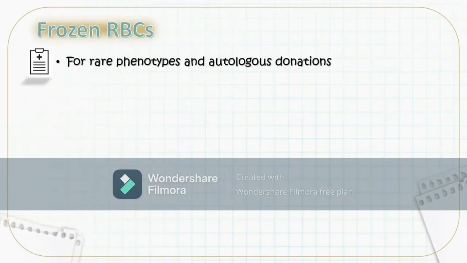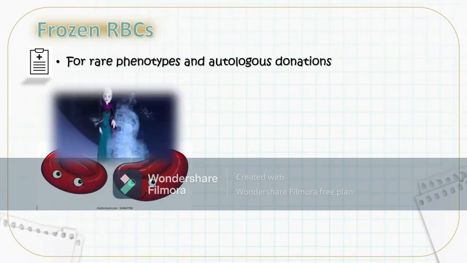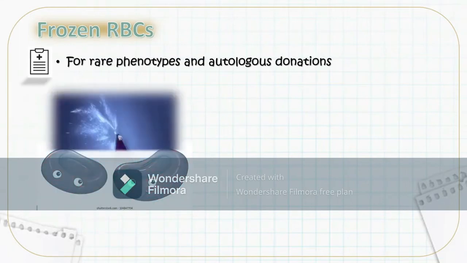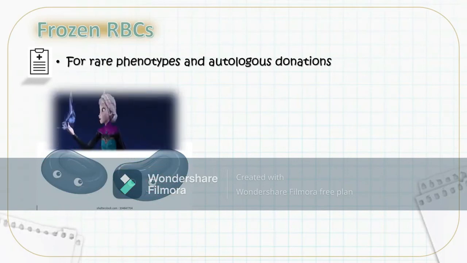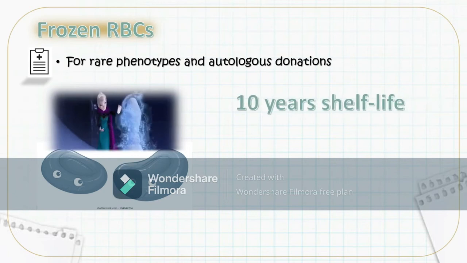Frozen red blood cell units are primarily indicated, on the other hand, for individuals who have rare phenotypes and those who will be subjected to autologous donation. Individuals with rare blood types include those with blood type O, Rh negative phenotypes. For such individuals, it would be difficult to find compatible blood units once they are in need of it. So it is ideal for them to have their blood collected beforehand and be preserved for future use. When red blood cells are frozen at a freezing temperature, they will be given a shelf life of up to 10 years.